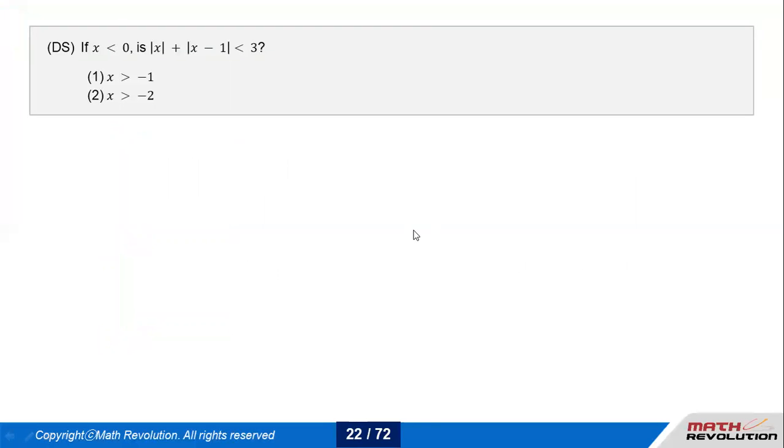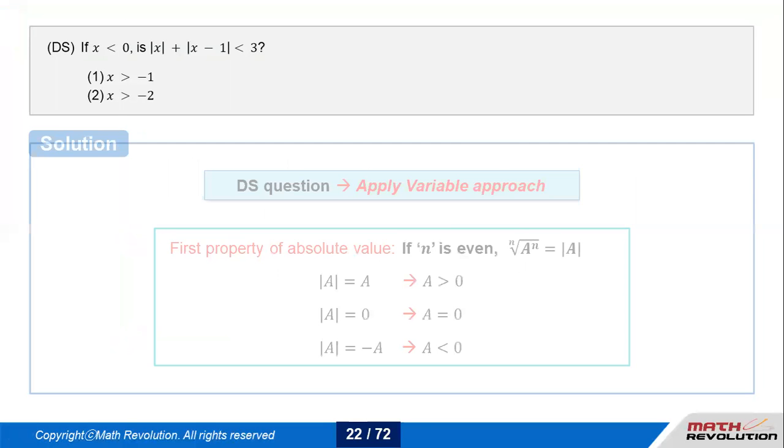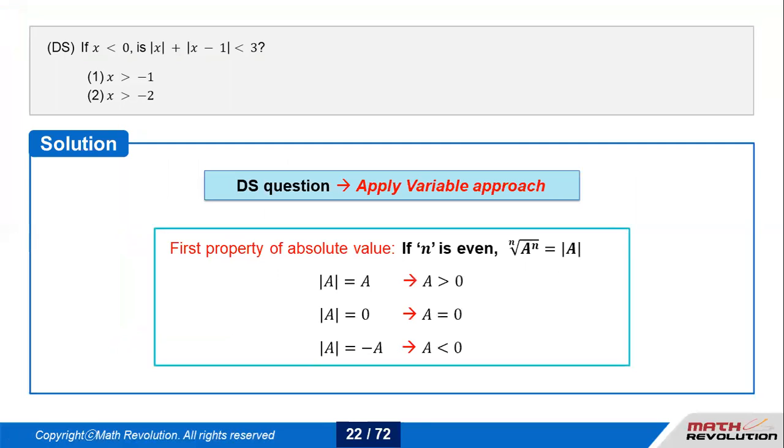If x is less than 0, that means it's negative. Is mod of x plus mod of x minus 1 less than 3? Now, the absolute value is there, but it's again with inequality. And the two conditions here are x is greater than minus 1 and x is greater than minus 2. We need to basically follow the three rule. Mod of a equals a if a is greater than 0. Mod of a equals 0 if a equals 0. Mod of a equals negative a if a is less than 0.